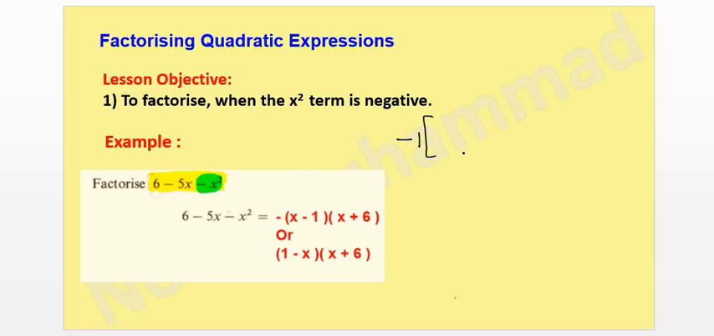Each term's sign will be changed. So 6 is positive right now, it will become -6. -5x will change into positive 5x, and -x squared will change into positive x squared. Clear? Now you can rearrange it, because we have to rearrange it to use the AC method, so it will look like this.